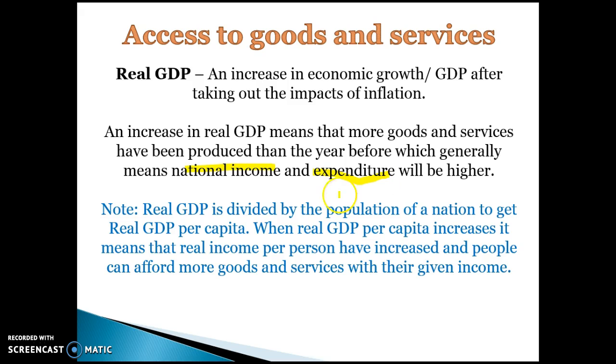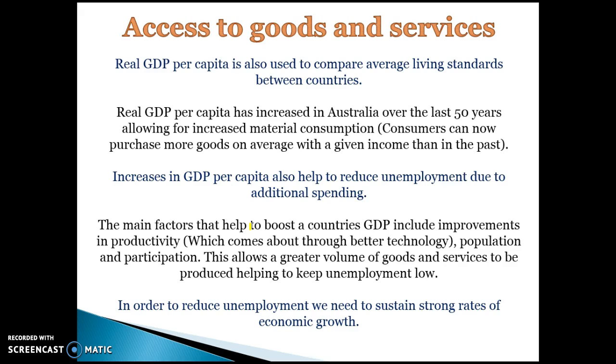Note, real GDP is divided by the population to get real GDP per capita. If real GDP per capita increases, it means that incomes per person have increased and people can afford more goods and services after we take out the effects of inflation. Access to goods and services.